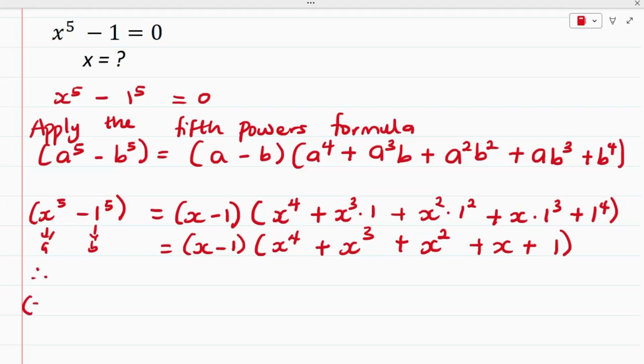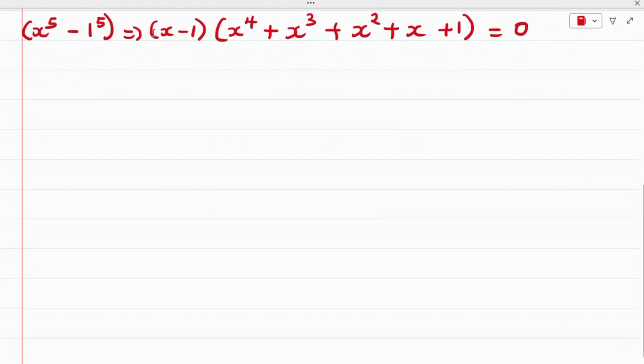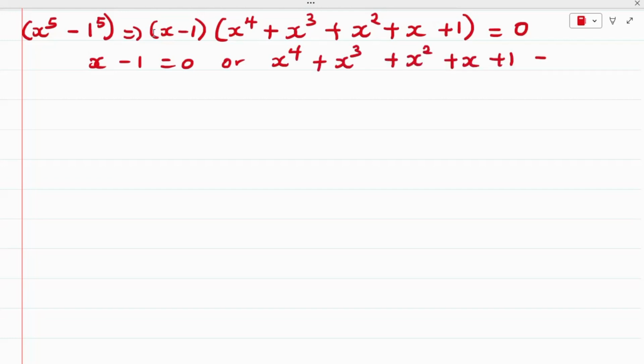So therefore, we have that x raised to the power of 5 minus 1 raised to the power of 5 is equal to x minus 1 into x raised to the power of 4 plus x raised to the power of 3 plus x raised to the power of 2 plus x plus 1, and this is all equal to 0. So from here we have that x minus 1 is equal to 0, or x raised to the power of 4 plus x raised to the power of 3 plus x raised to the power of 2 plus x plus 1 is equal to 0. So from here we have that x is equal to 0 plus 1, and x is equal to 1. So we have that x1 is equal to 1, and we have been able to find the first value of x.